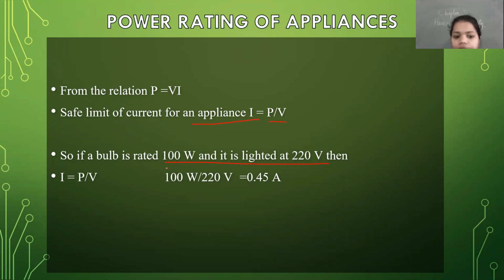So if I have a bulb which is rated 100 watt and it is lighted at 220 volt, then the safe limit of current for that particular appliance can be calculated by 100 divided by 220. That is by this formula, I is equal to P by V, which comes to be 0.45 ampere. So this is the safe limit for this particular appliance. So that is power rating of appliance.